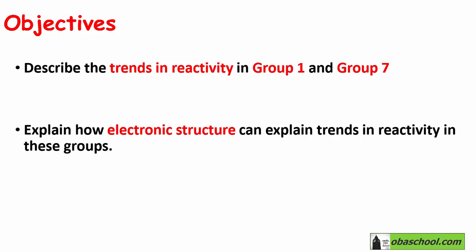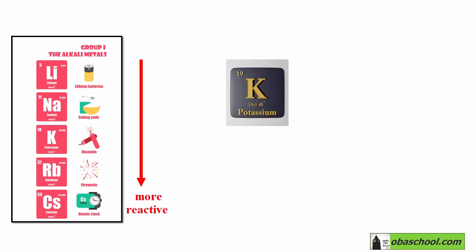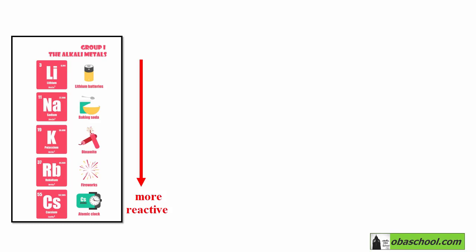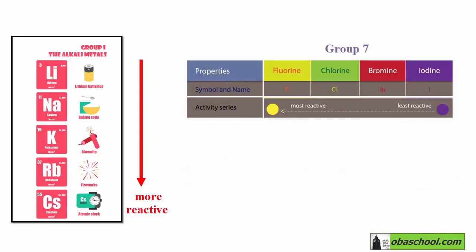their reactivity. In previous sections, we have seen that elements get more reactive going down the group. So as we move down the group from lithium to sodium to potassium, elements will get more reactive. So if we want to compare, for example, between the reactivity of potassium and lithium, potassium is more reactive than lithium. And actually, the opposite trend is observed in the group 7 elements.